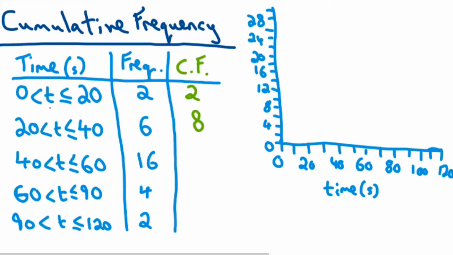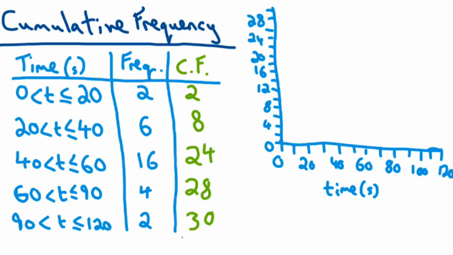If we wanted to go from 0 to 60, well, the frequency is still adding up. So you've got your 2, add your 6, now add your 16. That's going to give you a total of 24. 0 to 90, notice now the interval has changed. Instead of going up in 20s, it is now shifted to go up in 30. We're adding another 4, so that's going to bring that up to 28. And then lastly, 0 to 120, add 2 more. We get a total frequency of 30.